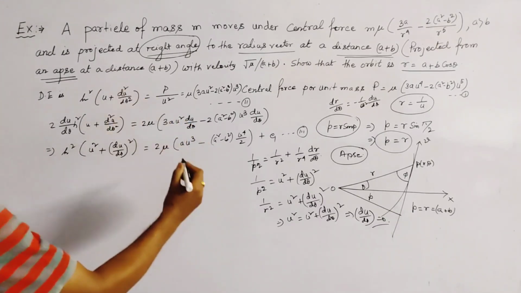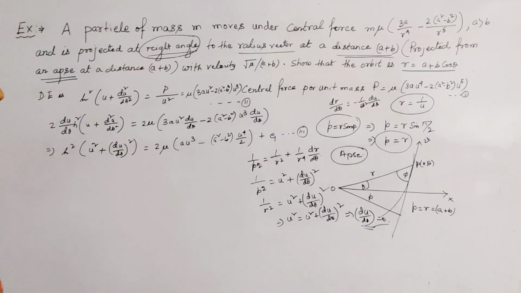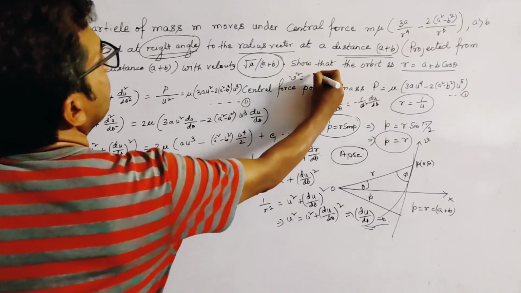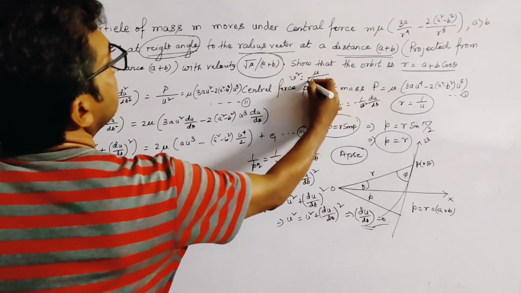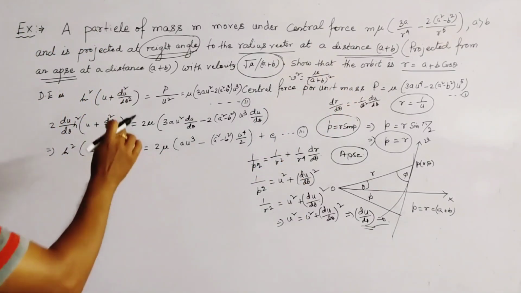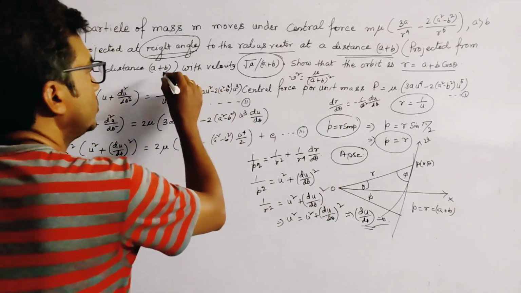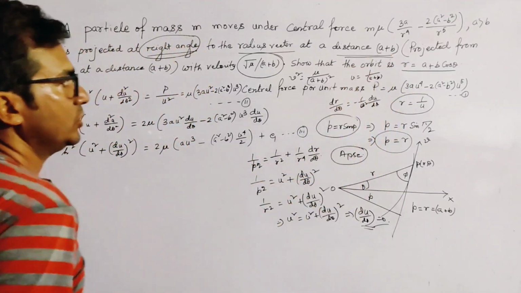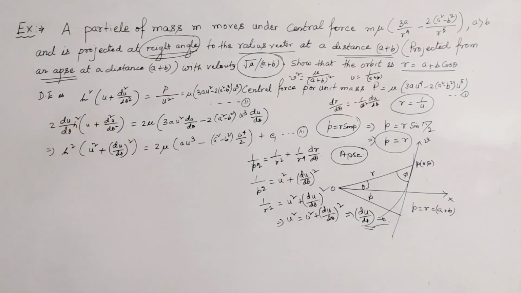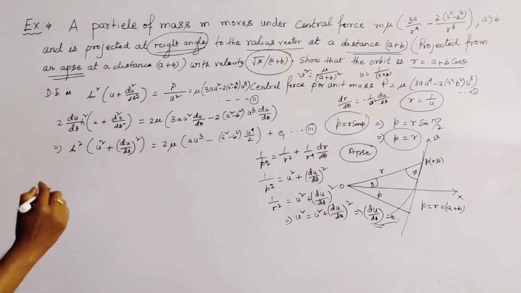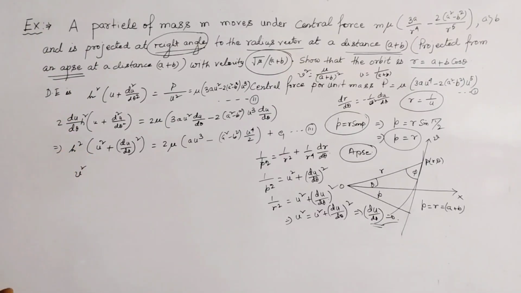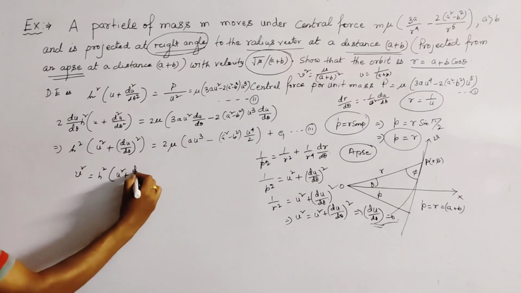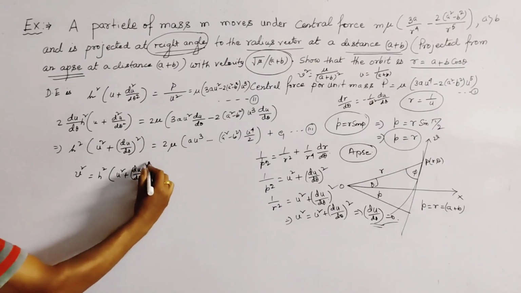Now we put in all the results. The first result is du by d theta is 0. The second result is the velocity: v square is equal to mu by a plus b. And the distance r is equal to a plus b, that is, u is equal to 1 by a plus b. We put all this here. We know that in central orbit the expression of velocity is v square equal to h square into u square plus du by d theta whole square.